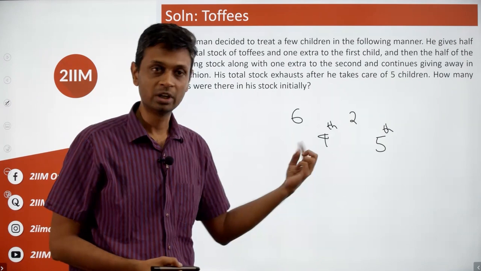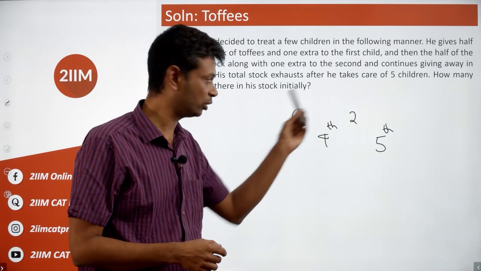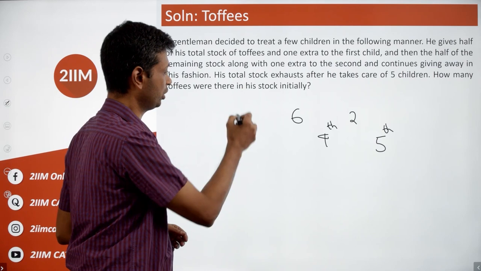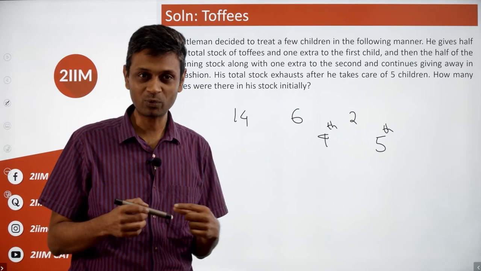Now we know the mechanism. 2 plus 1 into 3. 0 plus 1 into 2. 6 plus 1 into 3. That is 14. Sorry, into 2. 6 plus 1, 7 into 2. Half of what he had plus 1. So minus 1. So we're doing it the other way around.